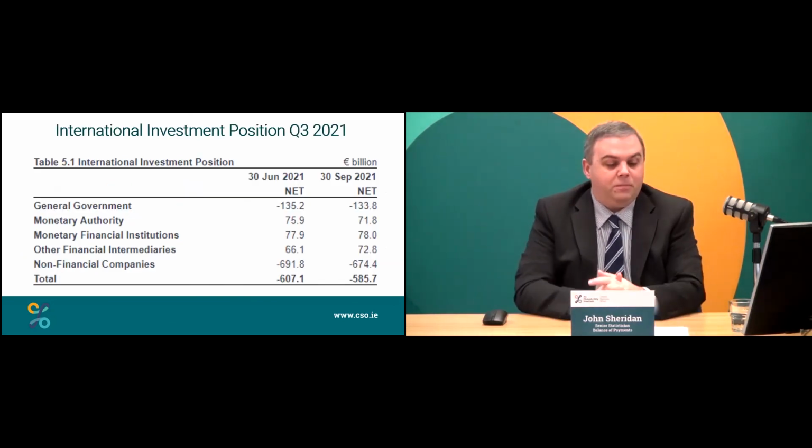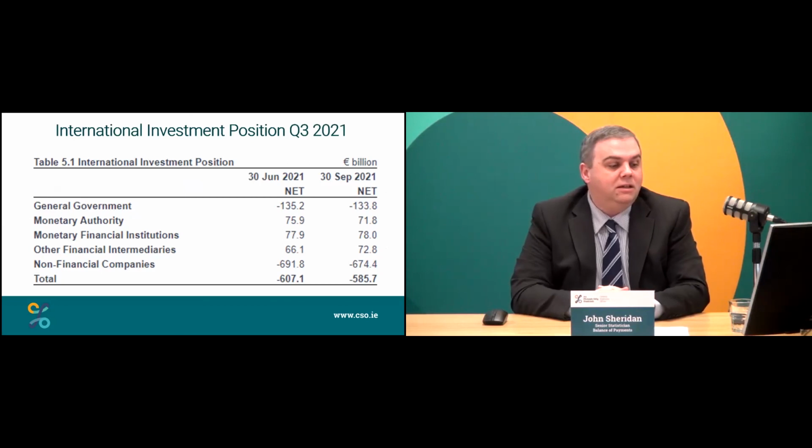Looking at our net international investment position, it stands at minus 585.7 billion euros at the end of September 2021, which is an increase of 21.4 billion on the end of June 2021 position. We can see that this change is driven by a combination of non-financial companies and other financial intermediaries. And this is largely being driven by multinational activity.